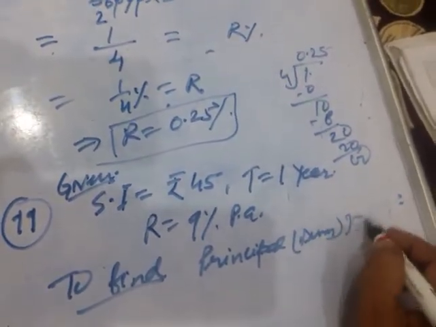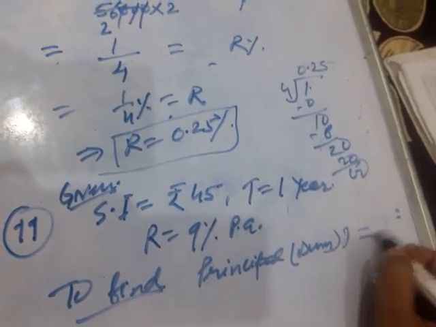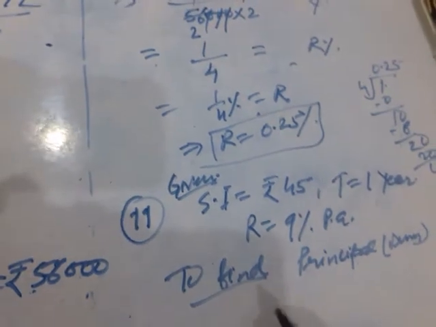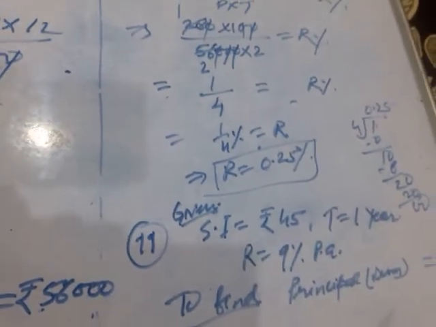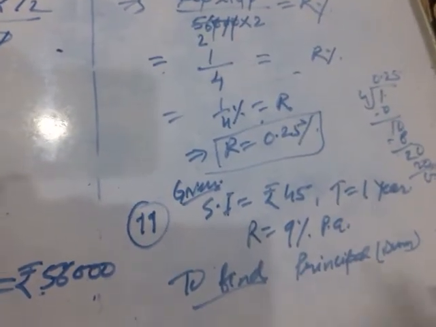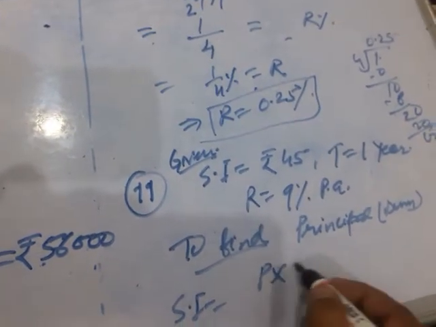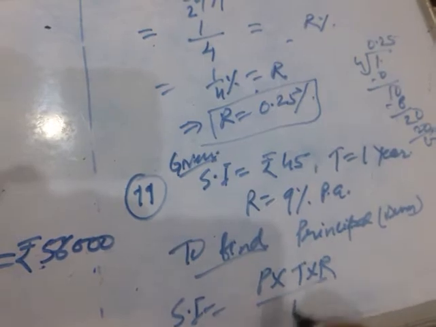Okay, children, see, principal we have to find out. This is the question mark over here. Start. What is the formula? The same formula and same method will be used. This time principal we have to find out. What is the formula? Simple interest equals P into T into R upon 100.